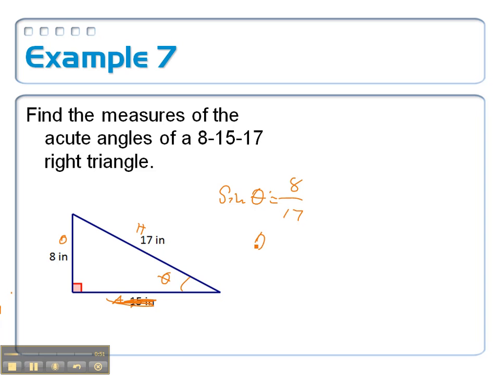To find theta, I take the inverse sine of 8 over 17. The calculator tells me that is about 28.1 degrees.